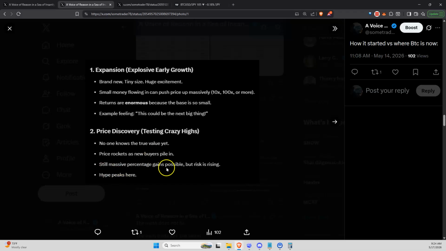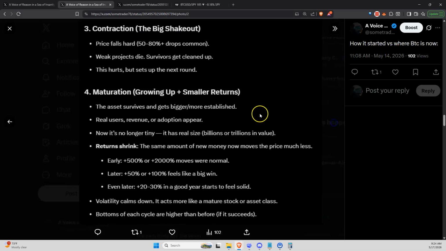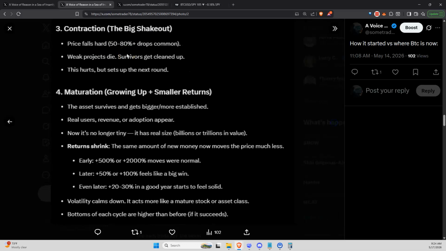So there's still massive percentage gains possible, but the risk is rising. This is where hype peaks. Again, you can look at Google Trends. This is where hype peaked. We then enter a contraction phase, the big shakeout phase, right? And we've seen this in cryptocurrency. After the 2017 top, it fell 83%. Weak projects die. This is really where we're at now.